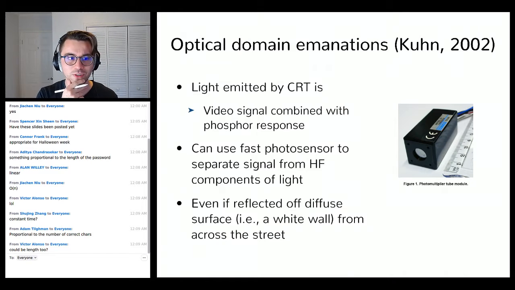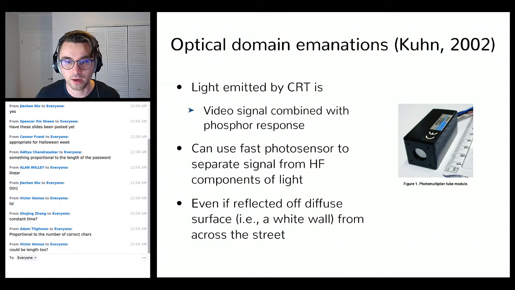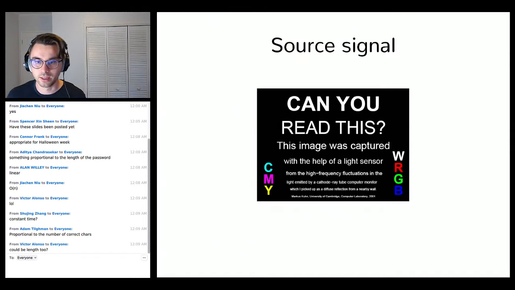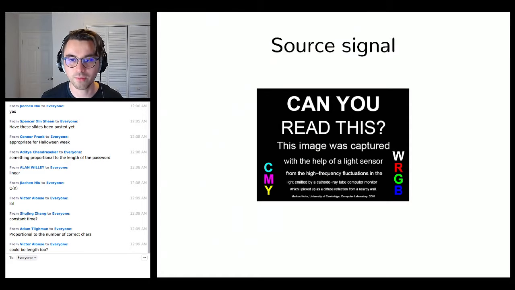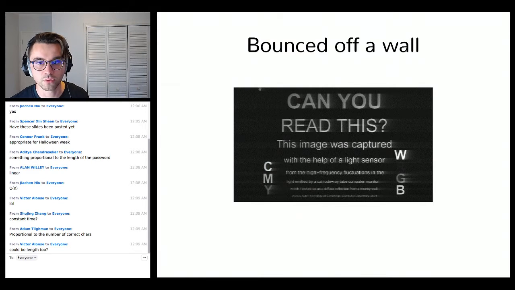We talked about software. We talked about power. There's also just the optical domain, right? So light emitted by a CRT, the old school TVs and monitors, is just a video signal with a response. So if you have a photosensor, you can actually separate this signal from the high frequency components, and you'd be able to infer what's on the screen, even if that thing was actually reflected. So for example, one of the attacks that they demonstrated is this thing being displayed on a CRT monitor, and off of a wall, you'd be able to recover exactly what was on the screen.